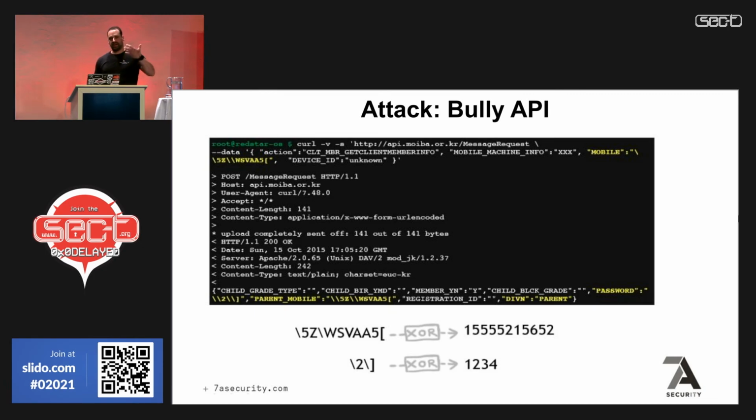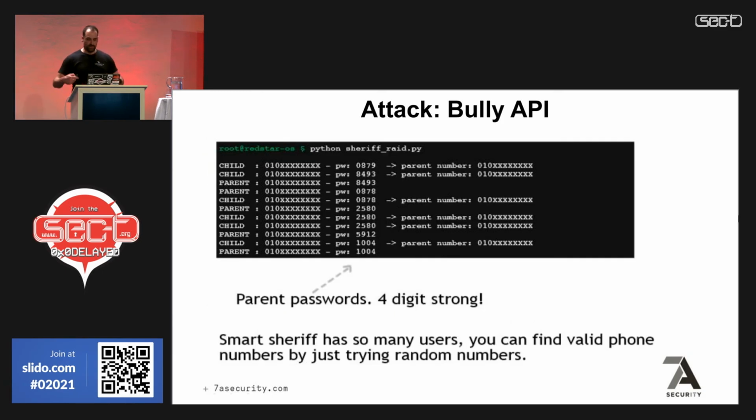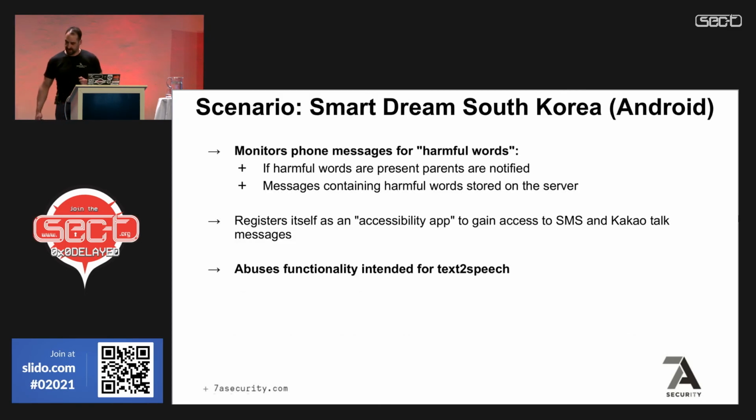And with that, you could log in as the parent of any child in the classroom, and then say this child cannot access any website, can never use the phone, cannot have any applications installed on the phone, because that's what the application was for. This is what the requests look like in practice. You send the message request, and then you get back the parent mobile and the PIN. Because this application was mandated in the entire country of South Korea, you could try a lot of phone numbers at random and get all the passwords and so on.